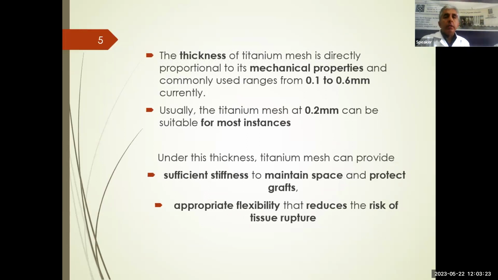The thickness of titanium is directly proportional to its mechanical properties, and the commonly used range of pores is currently from 0.1 millimeter to 0.6 millimeter, and the usual thickness is 0.2 millimeter, which can be used for most instances. At this thickness, the titanium mesh provides sufficient stiffness, maintains the space and protects the grafts, and has appropriate flexibility that reduces the risk of tissue rupture.